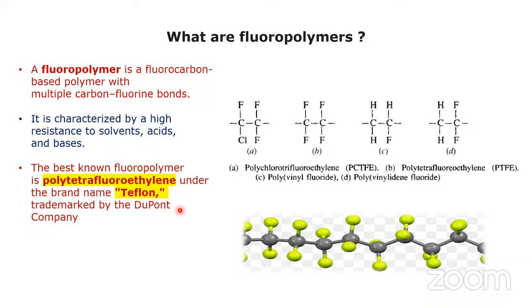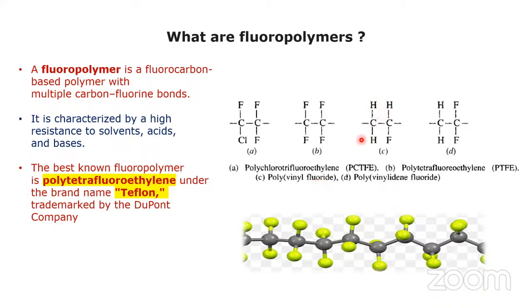Now, are you aware of the fluoropolymer systems? Here I have mentioned some other examples of fluoropolymers. The first is polychlorotrifluoroethylene, in which all of the functional groups are fluorine except just one chlorine. Second is polytetrafluoroethylene, PTFE. Third is polyvinyl fluoride.